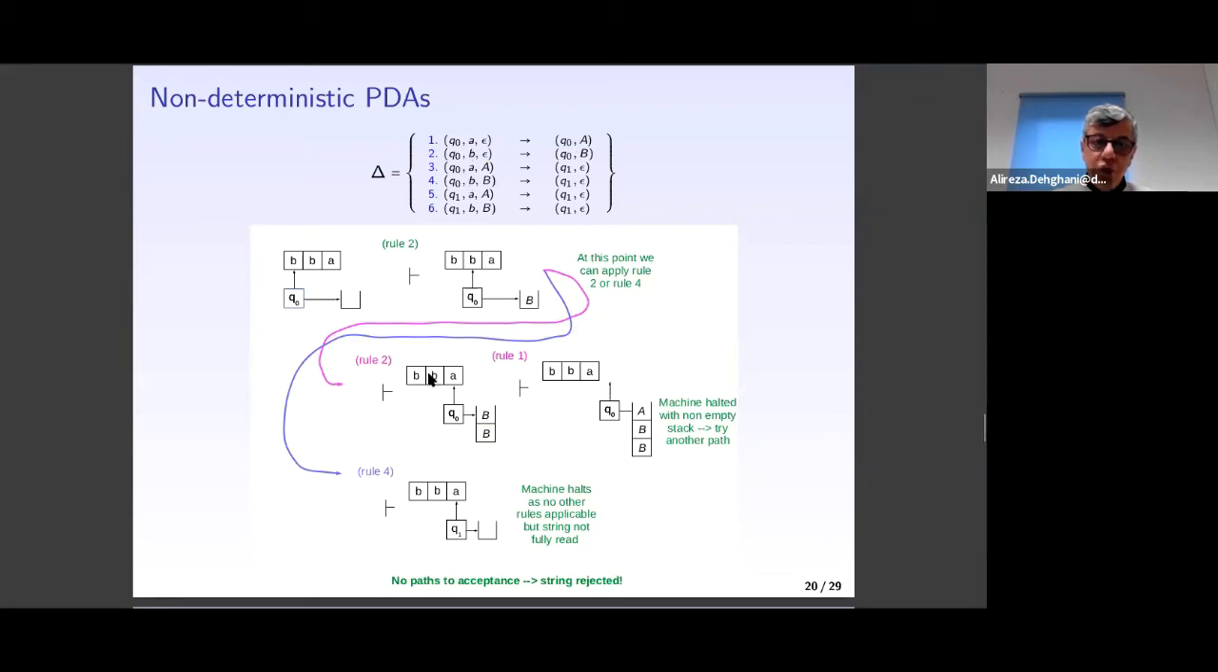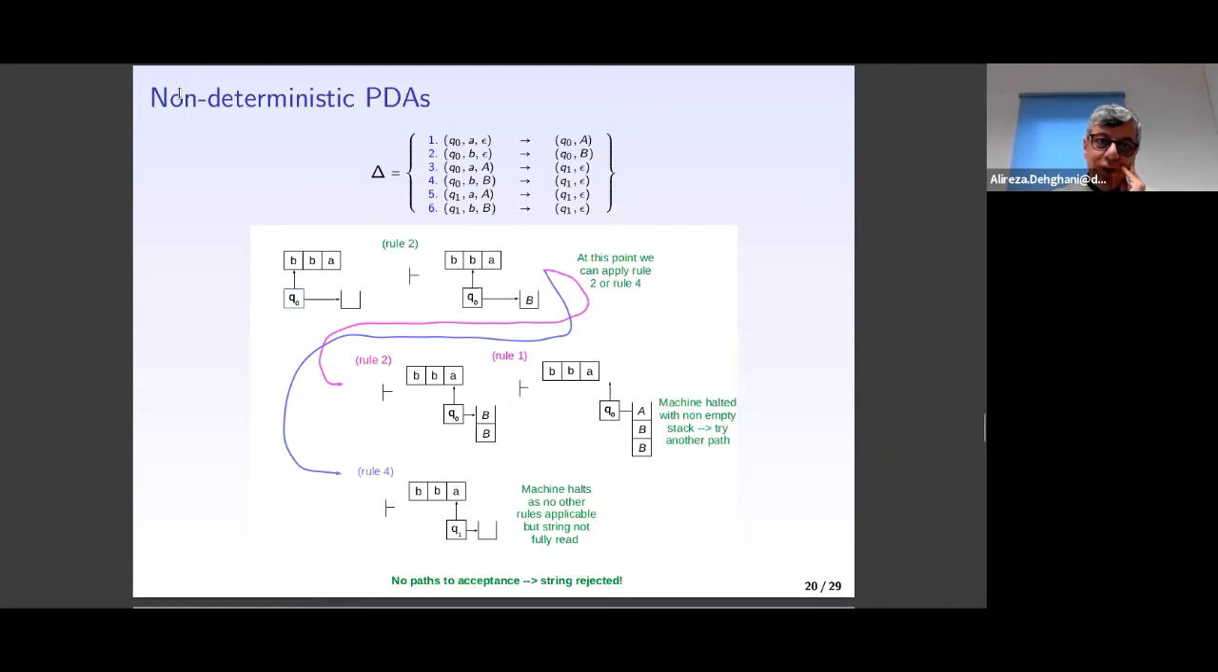Let's follow rule 4 in here. Rule 4 says if you receive B, go to state Q1 and take something from the stack. I'll go to state Q1 and take something from the stack. The stack had B, so I'll empty the stack. Again, I'm in a final state, that's okay. The stack is empty, but the string is not finished. So that means this route doesn't accept the string either.